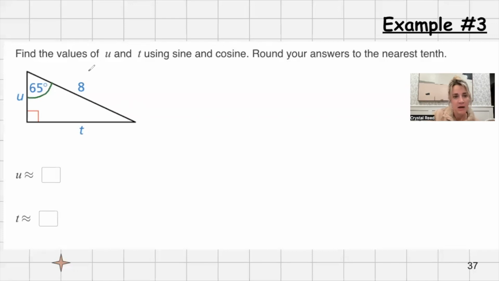My 8 is my hypotenuse. The side that says t, that's opposite the 65 degrees, so that is my opposite. And then last but not least, our u here would be our adjacent. Then we're going to pick which trig ratio we are going to use. And so it does help if we write the word SOHCAHTOA out.